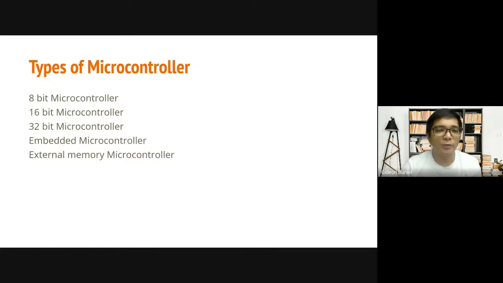Types of microcontroller: we have 8-bit microcontroller, 16-bit microcontroller, 32-bit microcontroller, embedded microcontroller, and external memory microcontroller. So, the 8-bit microcontroller was previously designed. These are the first of those microcontrollers, and then the evolution happens. Then there's 16-bit microcontrollers, then there's 32-bit microcontroller, and we also have embedded microcontroller, like for example this one, the Arduino microcontroller, and the external memory microcontroller.